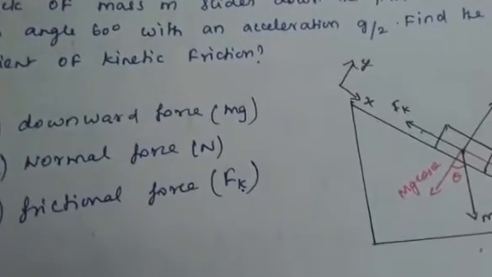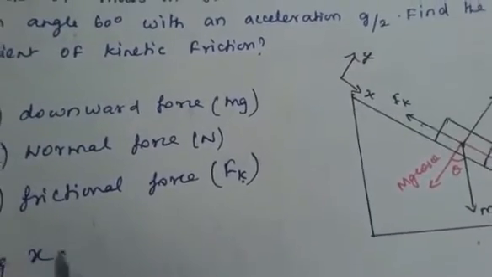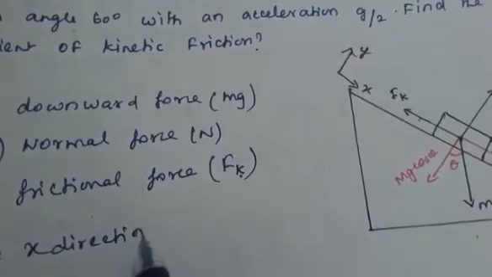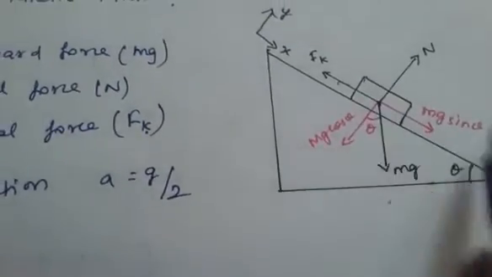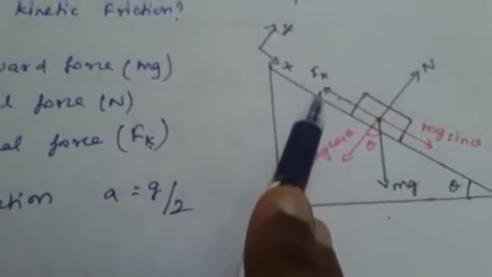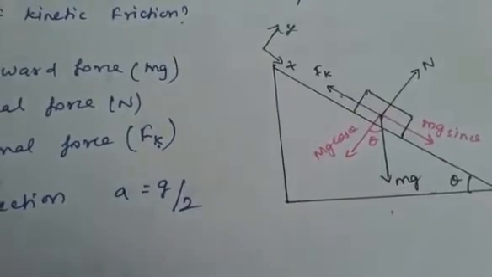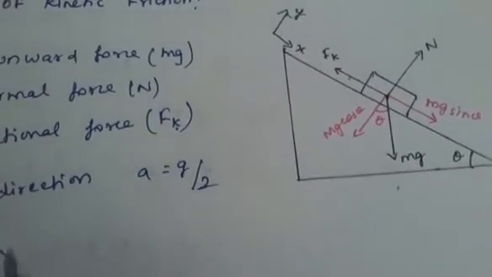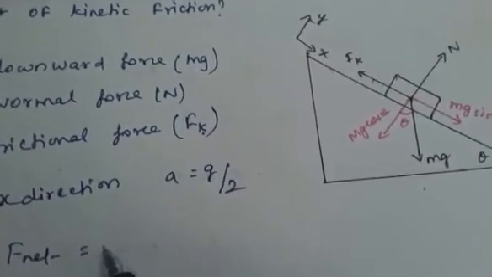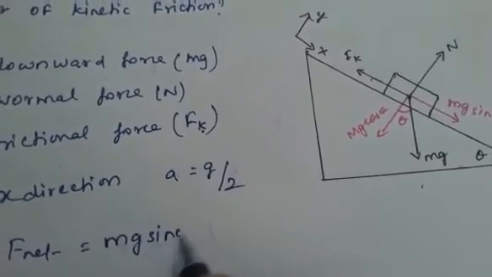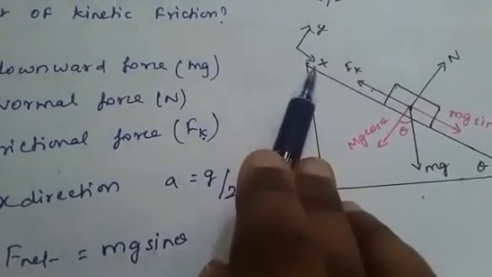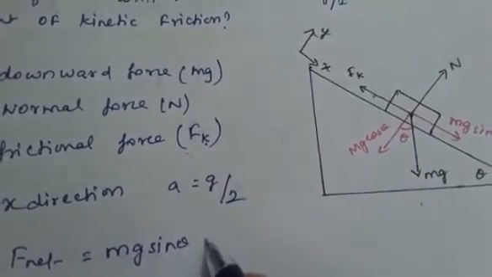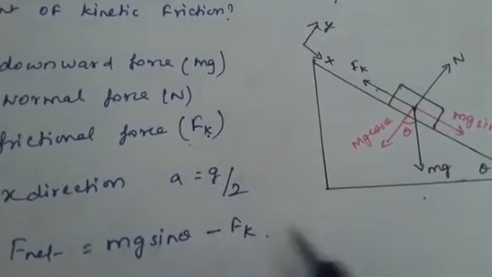Now, we can go for writing in the x direction. Along the x direction, the body is accelerating with an acceleration of g by 2. In the x direction, the net force is mg sin theta, which is in the positive x-axis, and Fk is in the negative x-axis. So, F net is mg sin theta minus Fk.